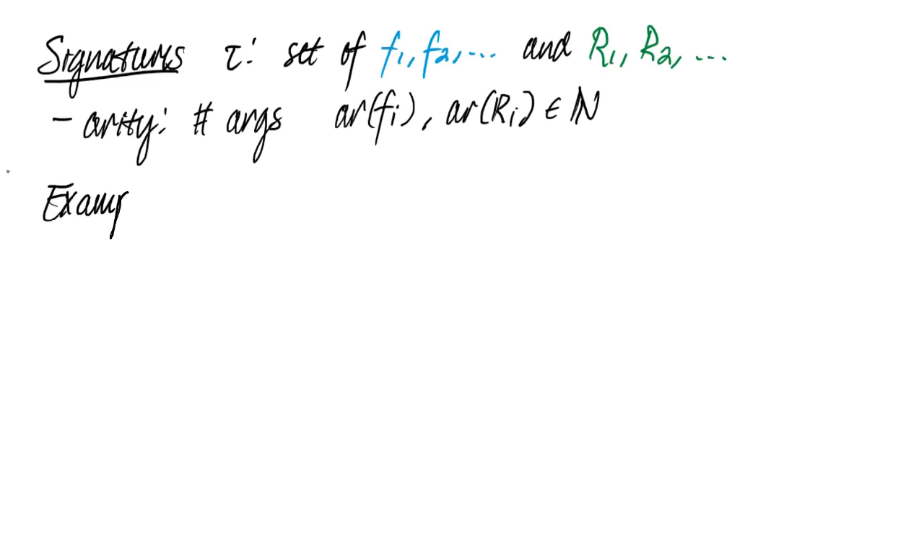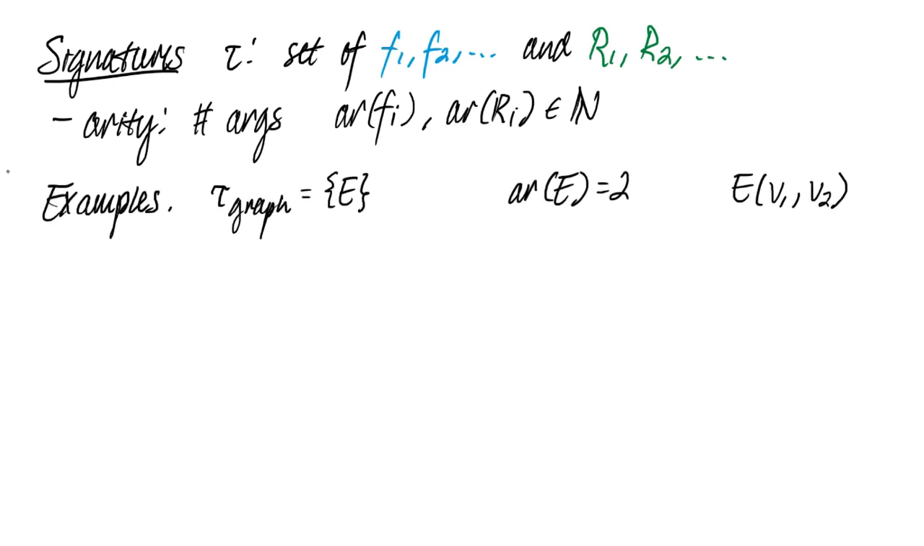For example, the signature of a basic graph may contain a single function called e, which determines whether two arbitrary nodes are connected via an edge. This function would have an arity of 2 since it takes two nodes as input and outputs a Boolean value.